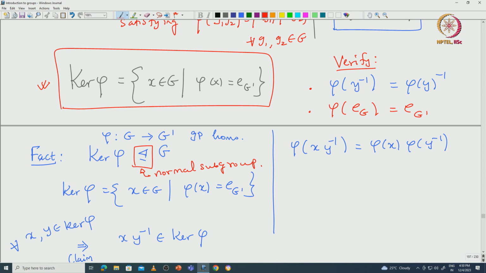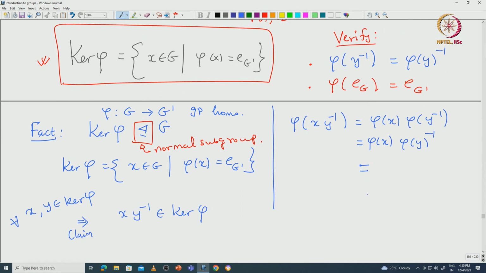Because of that, you can see that phi of x y inverse is equal to phi of x times the inverse of phi of y. Because x is coming from the kernel, phi of x must be the identity, so this is the identity and this is again the identity inverse. The identity times the identity inverse is just the identity. That means x y inverse is inside the kernel of phi. This proves that the kernel of phi is indeed a subgroup of G.